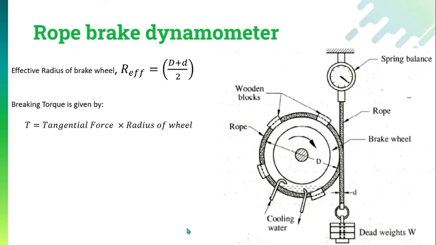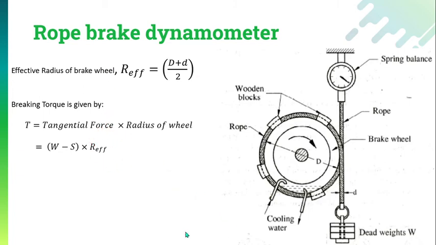So ultimately plus W minus S. So the answer will be W minus S, which is a tangential force, multiplied by the radius of the wheel, which is basically the R effective, the effective radius, which is capital D plus small d by 2. And as it is not going to change, we are going to use R effective in the equation directly.